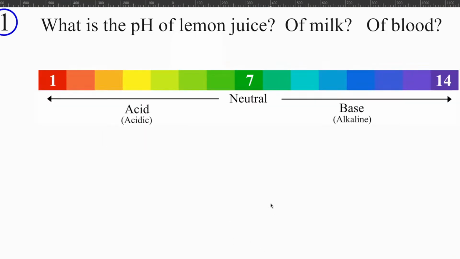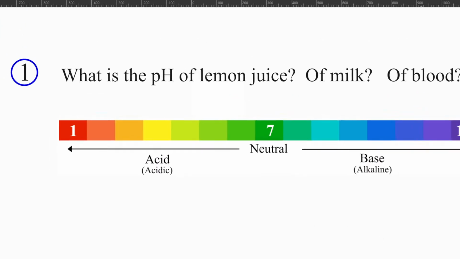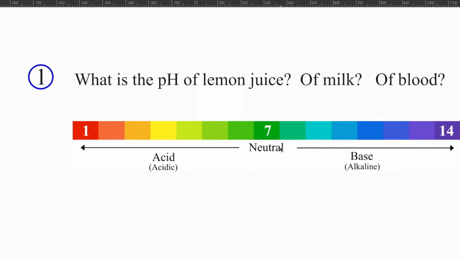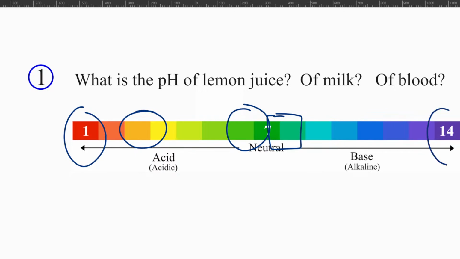So we said that lemon juice was about 3, right around here. Milk was right about here, and blood should be pretty much right here. So acid, base, and then 7, that's neutral. I'm pretty sure you guys know that.